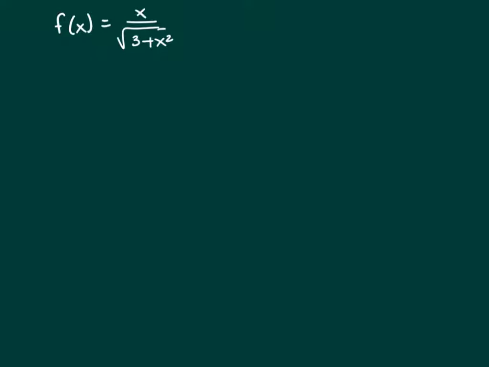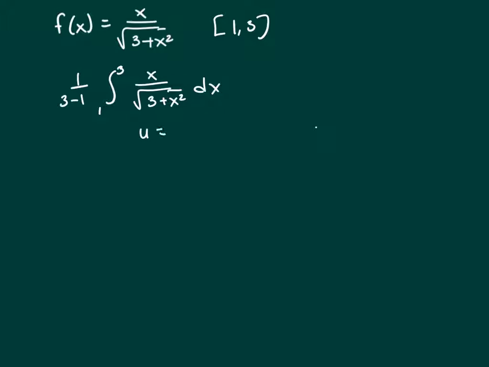To find the average value, take the integral of 1 over the interval, which goes in between 1 and 3. So it's 1 over 3 minus 1, from 1 to 3, of x square root of 3 plus x squared dx. And this is a u substitution problem. So we're going to let u equal 3 plus x squared.